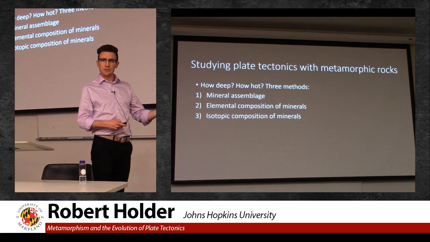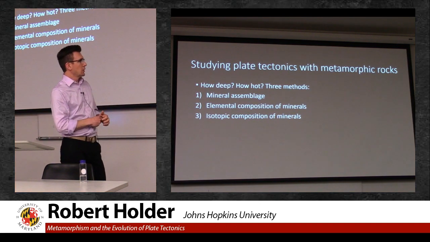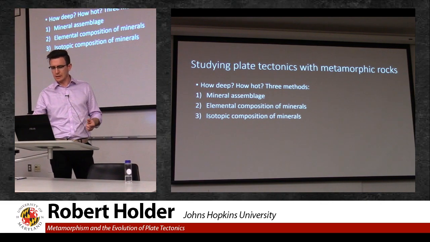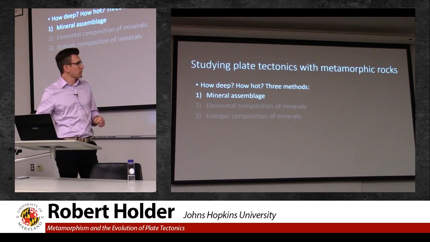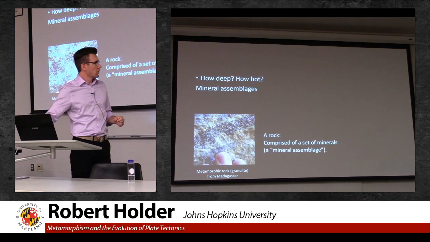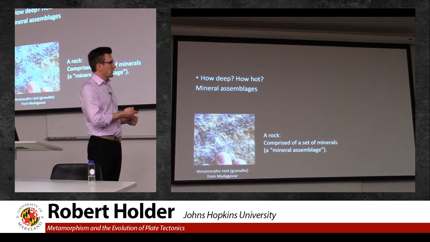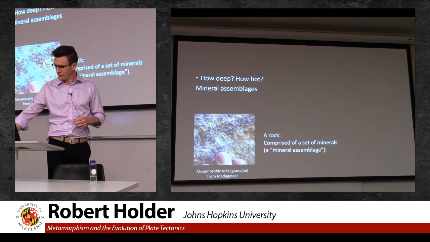are to look at the mineral assemblages of those rocks. So this is that concept of metamorphic facies, or more sophisticated versions of that. We can look specifically at the elemental compositions of minerals, or we can look at the isotopic compositions of minerals. All of these are sensitive to the conditions that those minerals grew in. So for the first one, looking at mineral assemblage, we might take a rock such as this granulite facies rock from Madagascar, where it has some particular set of minerals, and we describe their existence together as a mineral assemblage.